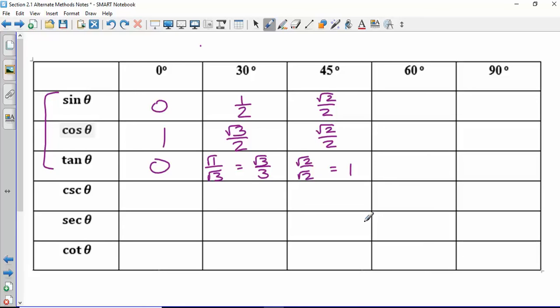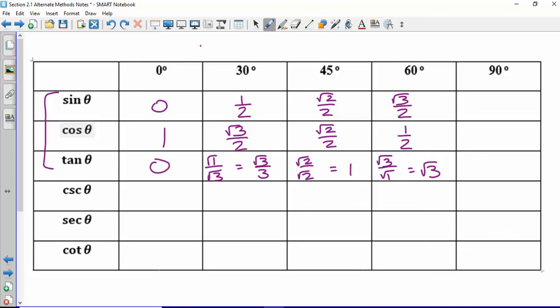Okay, so at 60, fold in our 60, what's sine? Cosine. Radical 1 over 2, so that's 1/2. Tangent is radical 3 over radical 1. You can't make that simpler. Just leave it as square root of 3.